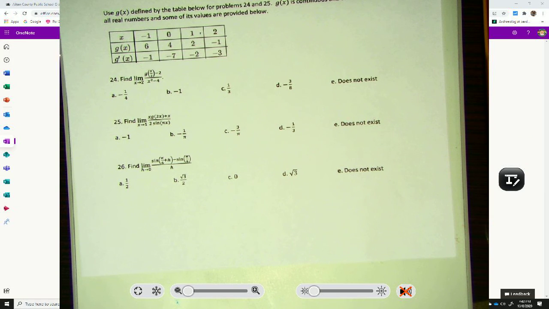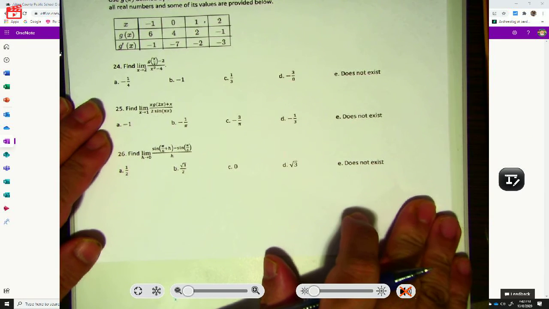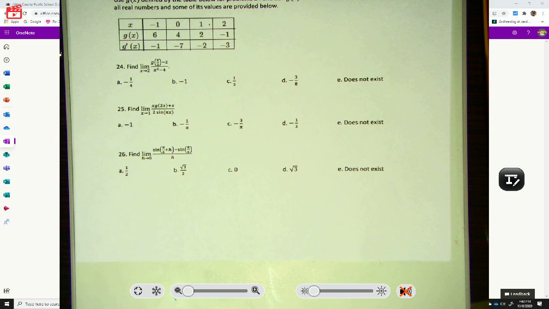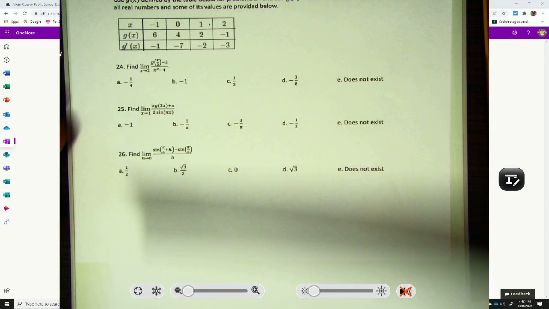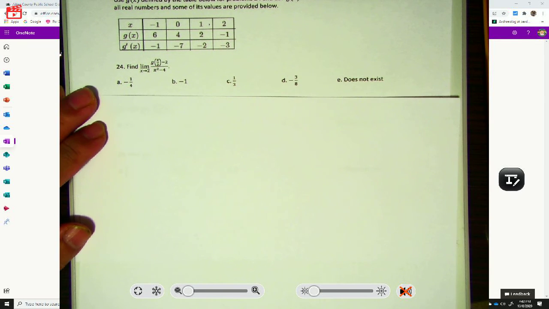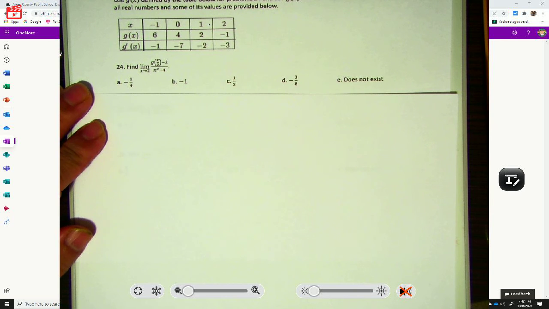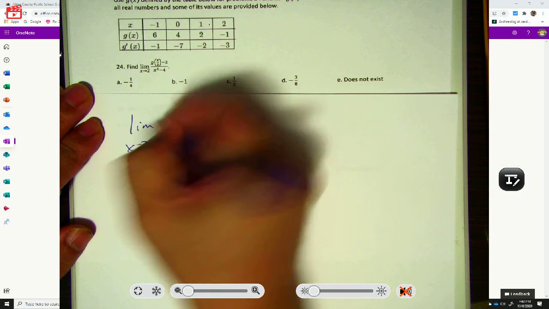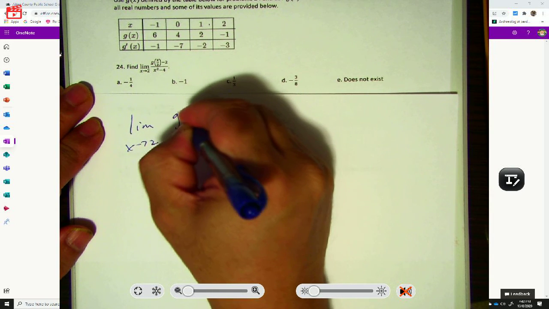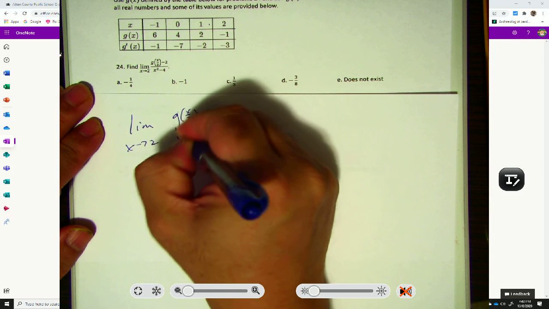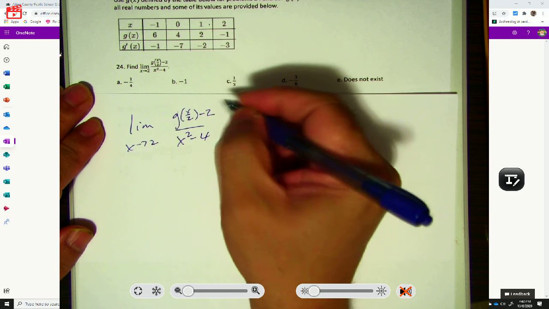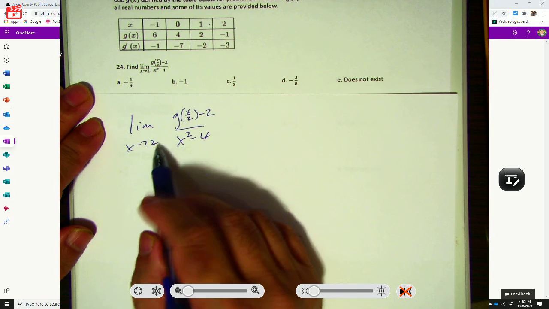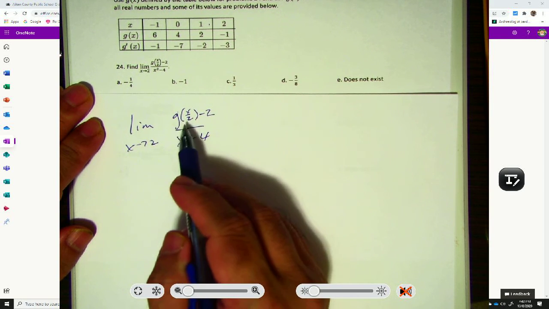Alright, this is the review sheet, problems 24 through 26. Let's look at 24 first. Let me copy the problem. So we're taking the limit, so the goal is to plug it in first, see what happens when you plug it in.